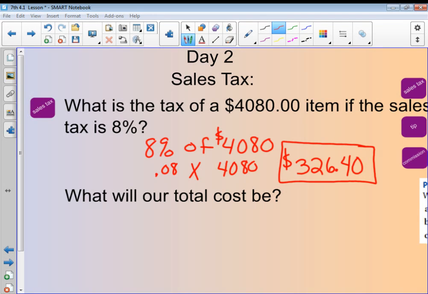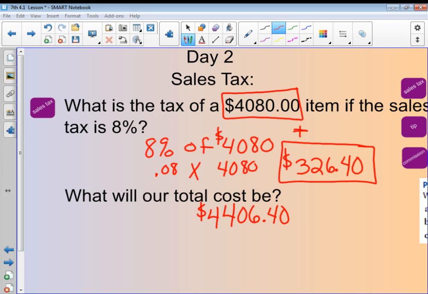So in the end, they want to know, what would our total cost be? Because really we paid for the four-wheeler or whatever this item is, and we paid for the tax. So we're going to have to go ahead and add those two together. So I'm going to just leave my 326.4 on my calculator. I don't have to put the 0 on. In the end, I'll just have to add it on again when I write my answer. So I'm going to add 4,080 to that tax that we just found out. My final answer is it would cost me $4,406.40.